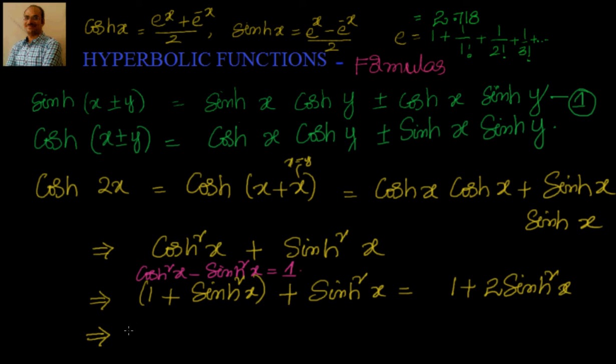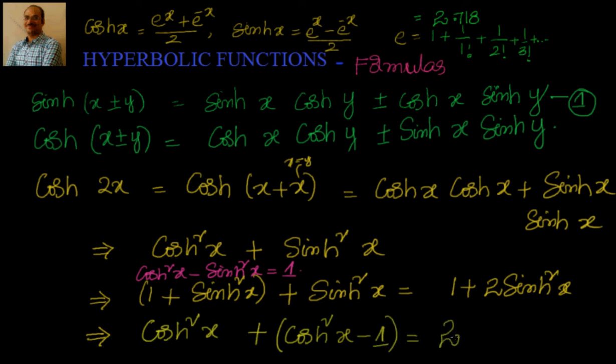Okay. Now what is the other way I can write it? I can convert this sinh as cosh, so it will become cosh²x plus sinh²x, which is nothing but cosh²x plus cosh²x minus 1. That's nothing but 2cosh²x minus 1. So this is another way you can write cosh 2x.